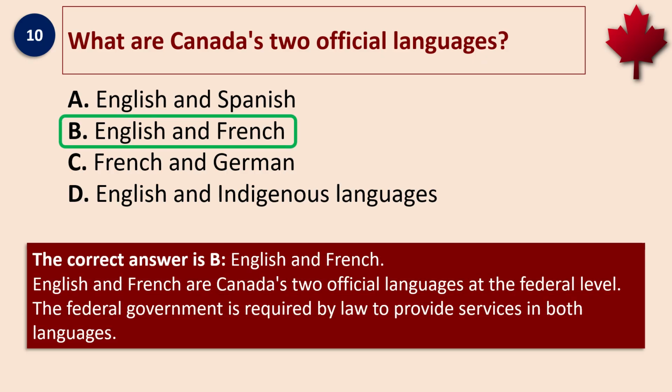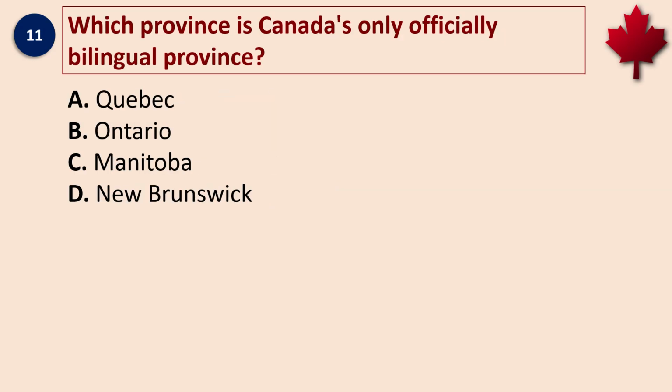The correct answer is B. English and French. English and French are Canada's two official languages at the federal level. The federal government is required by law to provide services in both languages. Which province is Canada's only officially bilingual province? A. Quebec. B. Ontario. C. Manitoba. D. New Brunswick.